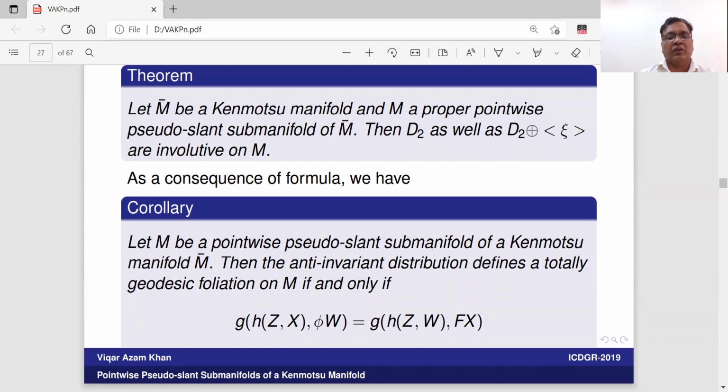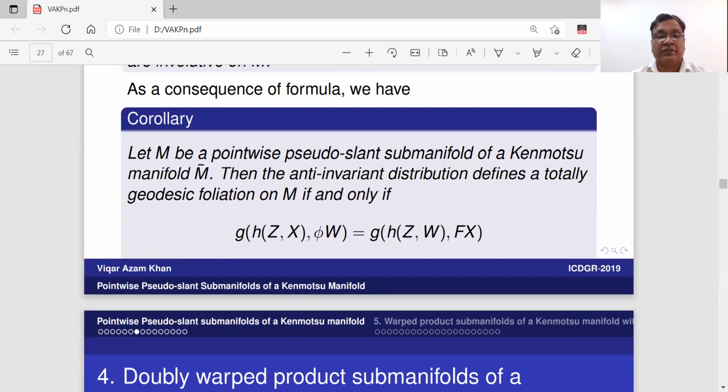While studying warp products of manifolds, we see whether the first factor of a warp product is totally geodesic or not. So we have this formula which ensures the totally geodesic property of the first factor. This formula will be used while discussing warp products of manifolds.